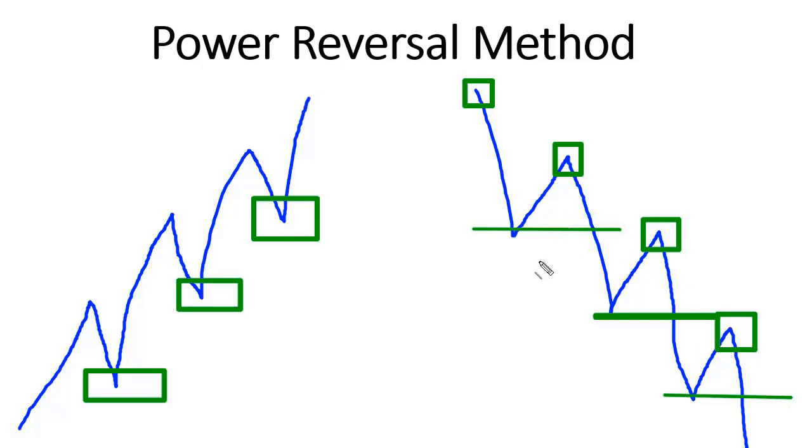So the power reversal method basically puts these two together. Let's just say, for example, the market went up like that, and we had something like that going, right? And then the market did something like this. So you can see how we went from a bull trend with higher lows, and then the market rallied up, went sideways for a bit, and then dropped back down.